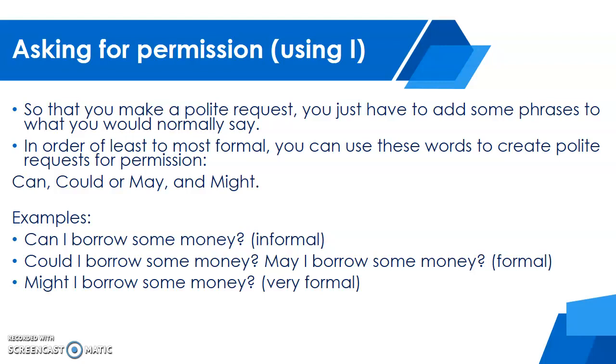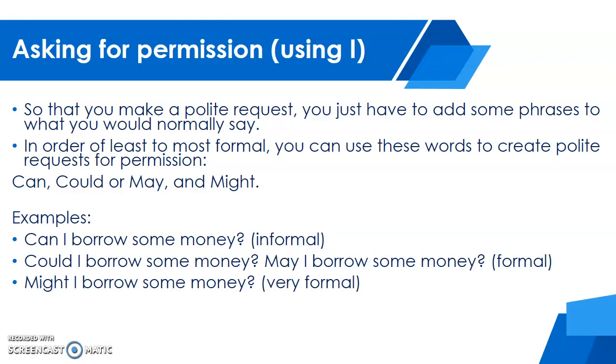And here we have one kind of polite request, which is you asking for permission. For example, when you're using I. So you make a polite request. It's really easy. You just have to add some phrases to what you would normally say. Here we have some words in order of least to most formal. They're all polite, but the level of formality is different. For example, we have can, which is less formal, could or may, they are the same, and might, which is super formal.